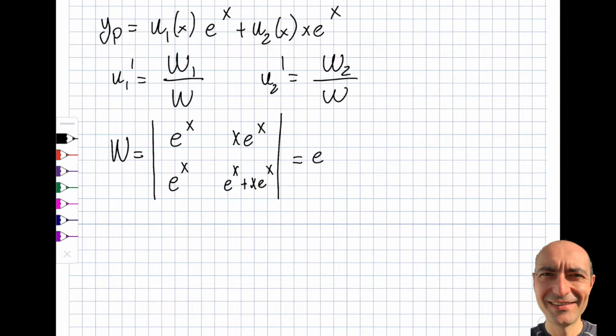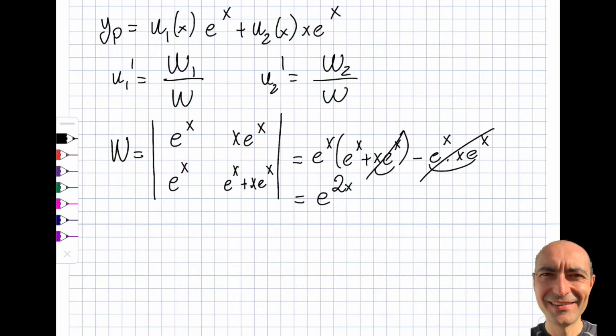We'll find out: e to the x times (e to the x plus x e to the x) minus e to the x times x e to the x. You see that this term and this term are the same, so they cancel. And you get what is e to the x times e to the x? e to the 2x, right? Okay, so w is e to the 2x. Not too bad in my opinion.